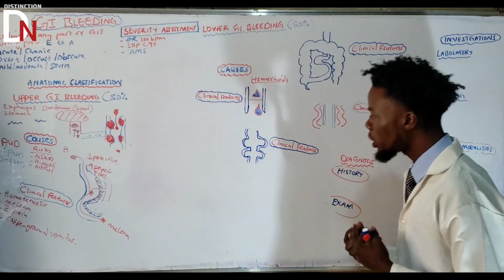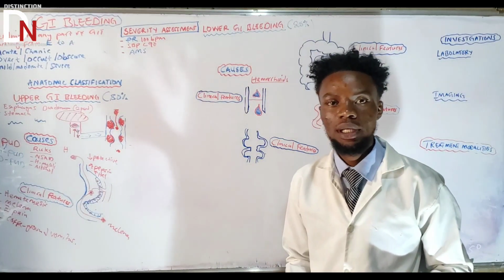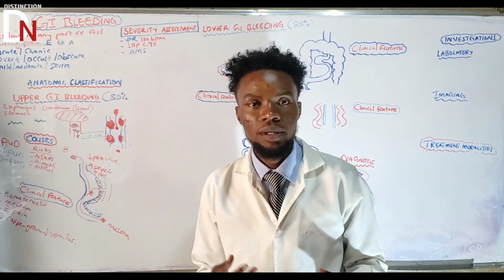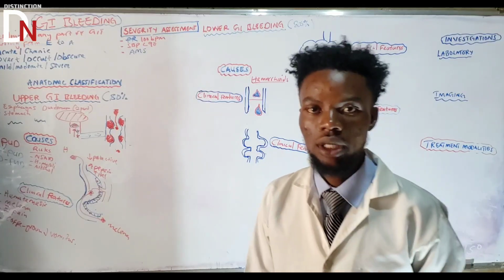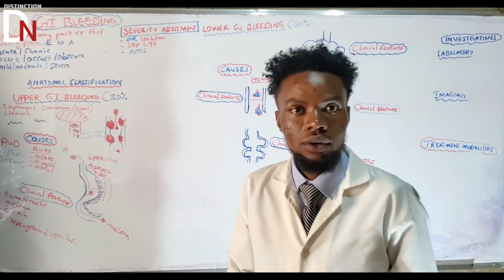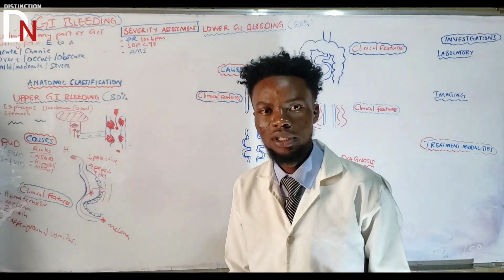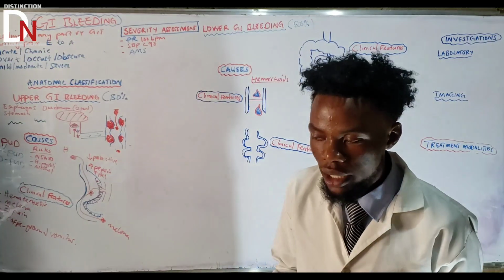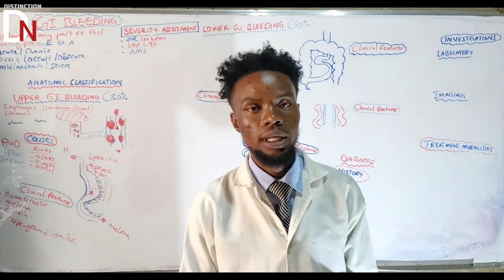In this video, we are talking about lower GI bleeding. Remember that in the previous video we talked about the upper GI bleeding. If we talk about GI bleeding, basically we're talking about bleeding that can happen in any part of the GI tract. It can be in the esophagus, the stomach, the small intestine, the large intestine, and it can also occur in the anal canal. Any part of the GI tract, then if bleeding occurs, it's going to be considered GI bleeding.